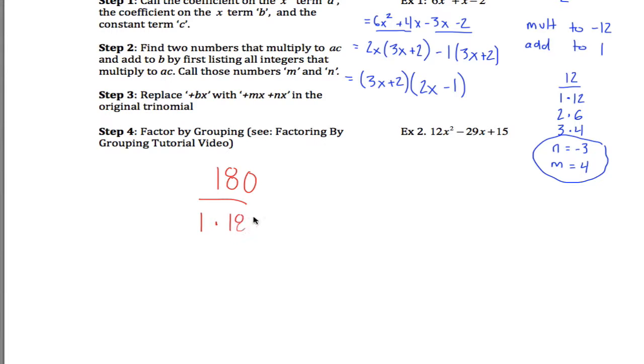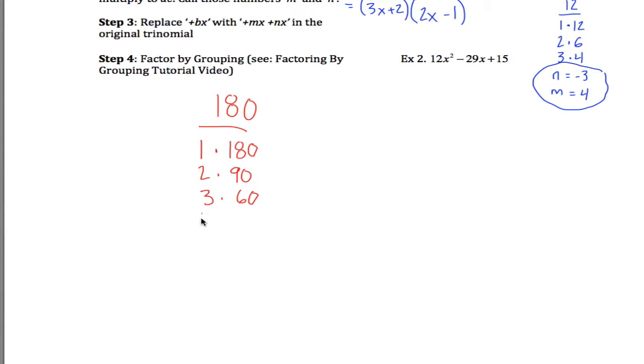Come up with this big list of the things that multiply to 180. Chose 180 because there are a ton of them. If you have trouble making this list, I'll show you at the end of the video how to make this list, or one way to make this list a little bit easier.